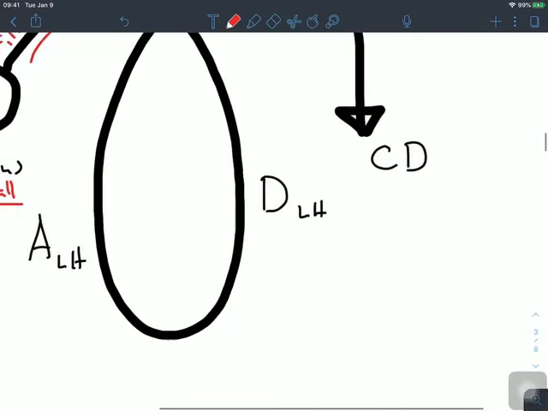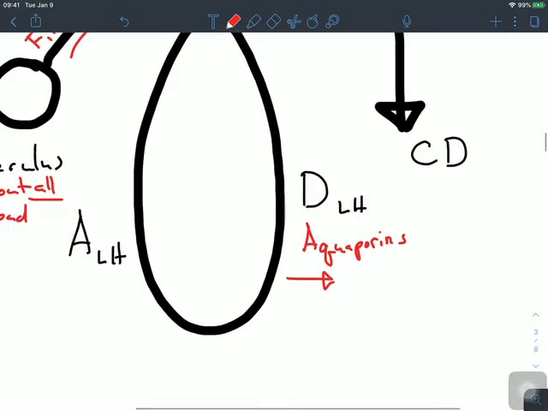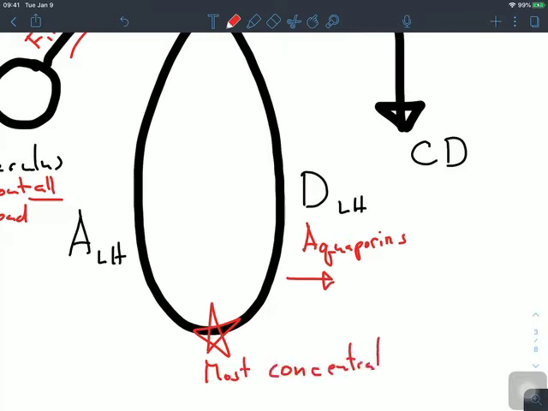On your descending loop of Henle, we have aquaporins. These are causing water to leave. So at the bottom of the descending loop of Henle, we actually get the most concentrated filtrate during the entire journey. So here, it is the most concentrated filtrate.